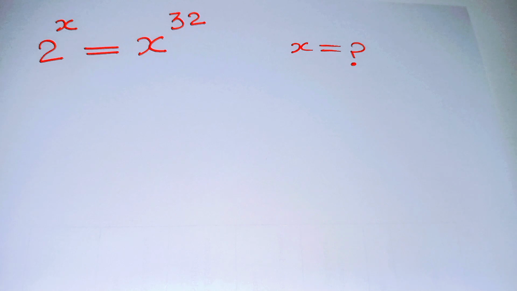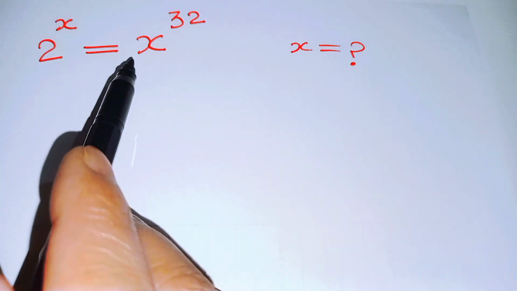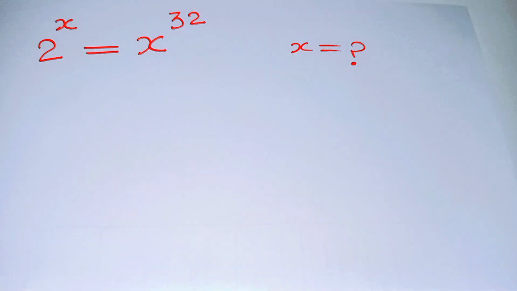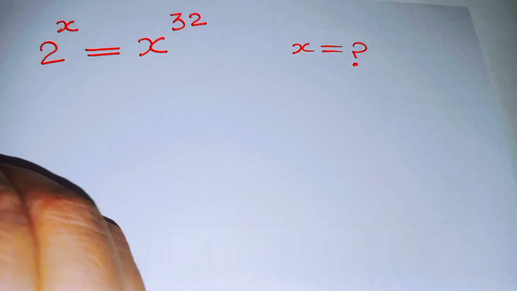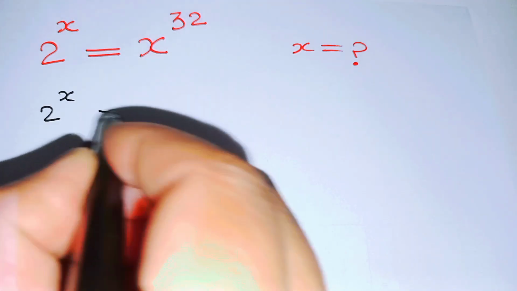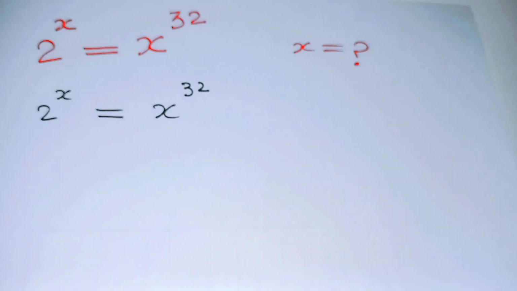Here we have another beautiful math Olympiad exponential problem, which is 2 to the power of x is equal to x to the power of 32, and we find the value of x. So first of all, we can write this as 2 to the power of x is equal to x to the power of 32.